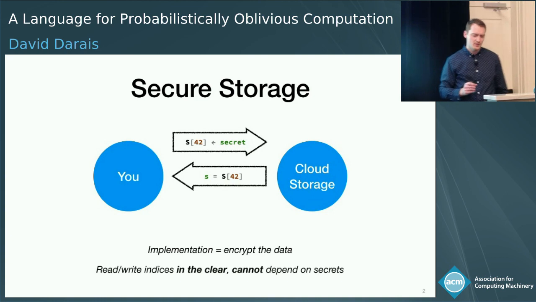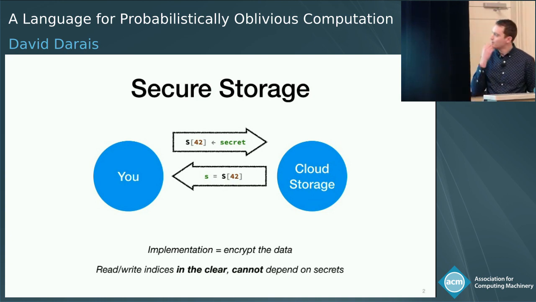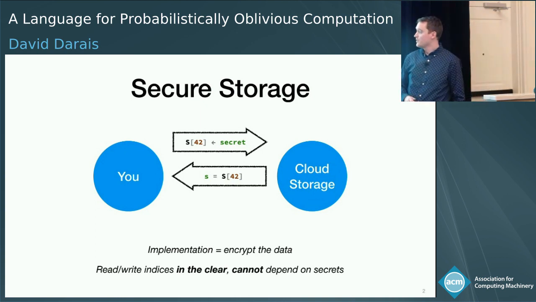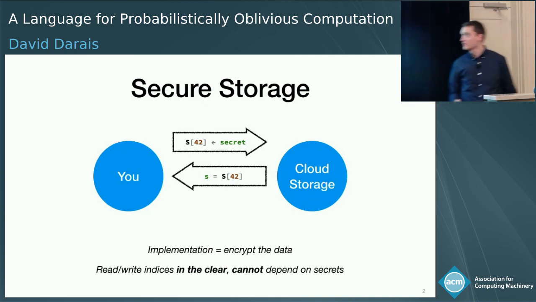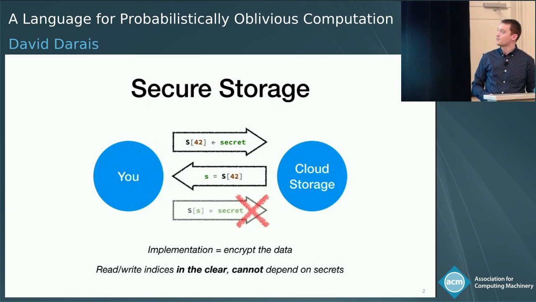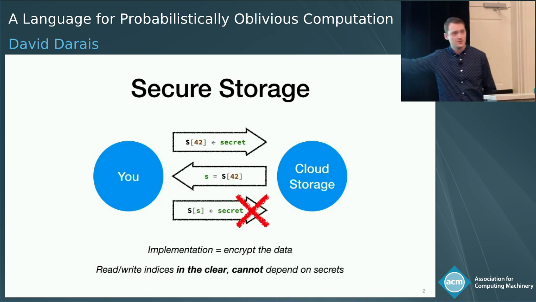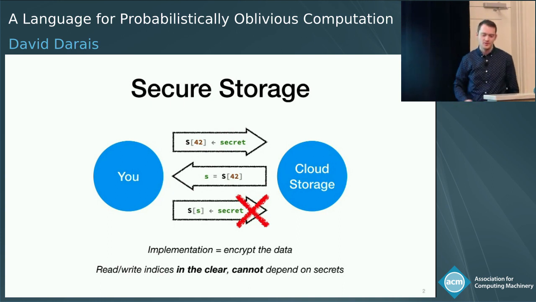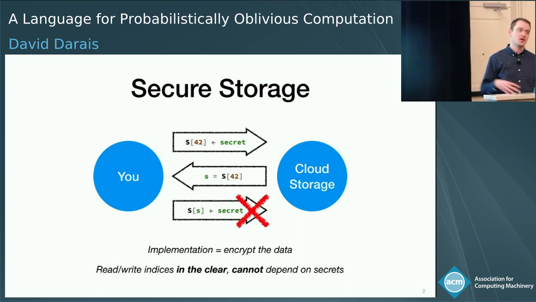However, the indices involved, they can't be encrypted because the read-write indices need to be sent in the clear in order to do the access. Therefore, they can't depend on any secrets. And so doing things like some access to cloud storage where the index is a secret and not a publicly known value, this is disallowed, and it's disallowed to preserve the confidentiality of your secrets.